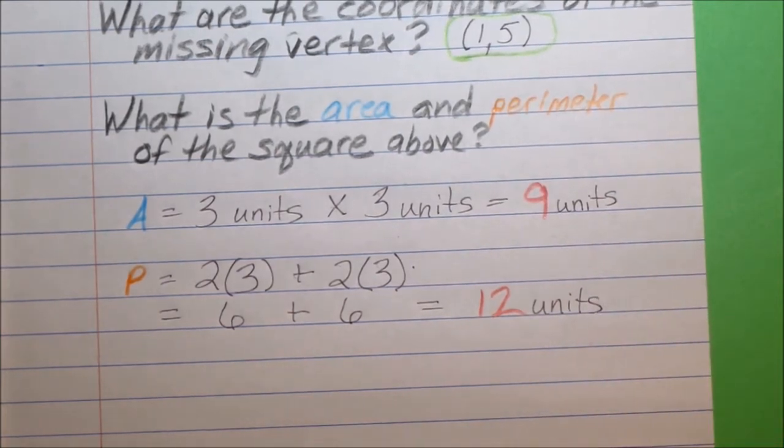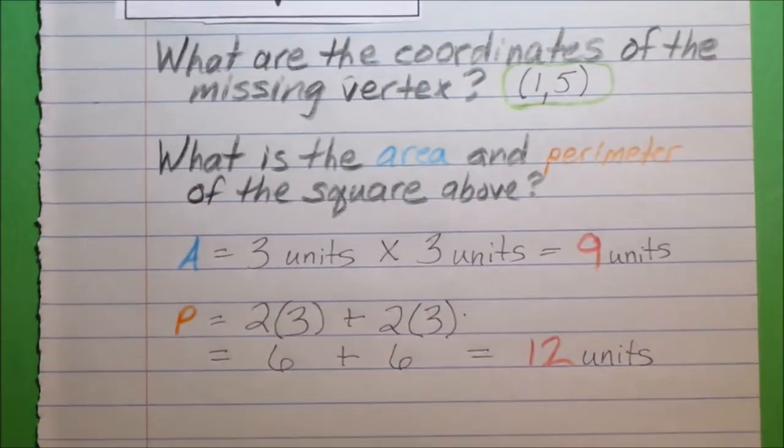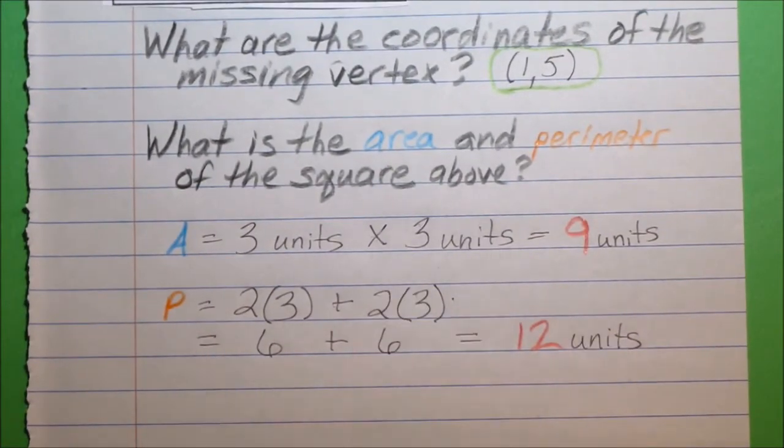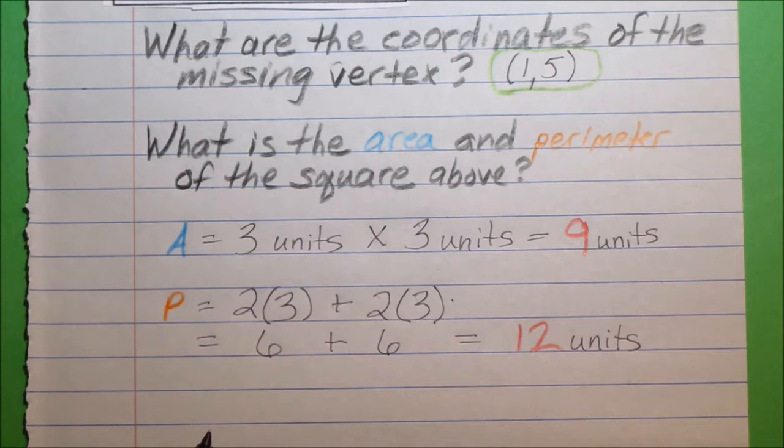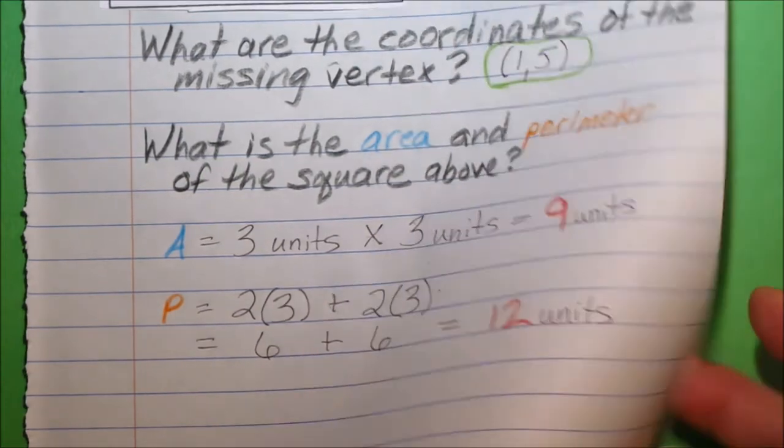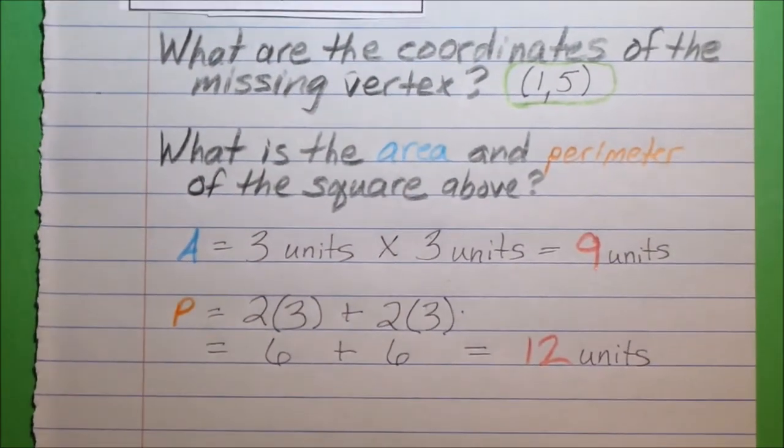Okay. So you'll have problems like that that'll ask you to figure out area and perimeter, and that's how you do it. Each side of each one of the tiny boxes in your coordinate plane is a unit, unless it tells you differently. Okay, so let's take a look at our practice problems.